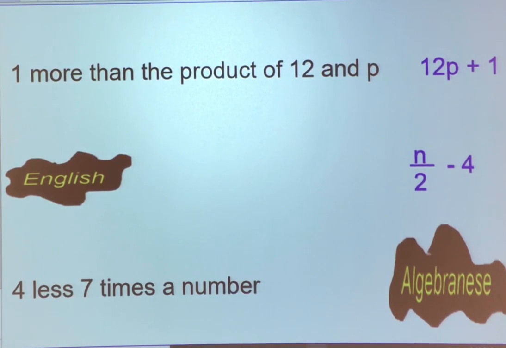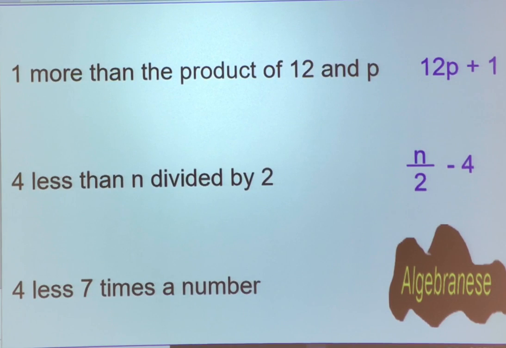The next one they've given us in Algebraese, it has an n over 2 and then a minus 4. That means a number divided by 2 minus 4. Lots of ways we could write that. Just kind of sticking in what we've been doing, could we say 4 less than the quotient of a number and 2? That's one way to say it. Let's see what we've got here. This one's just even simpler. It just says 4 less than what? N divided by 2, a number divided by 2.